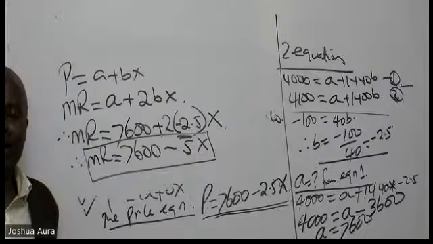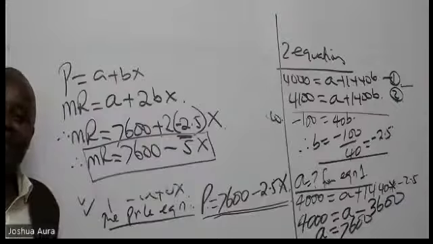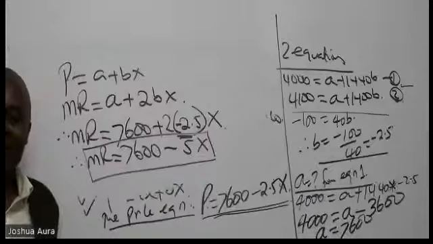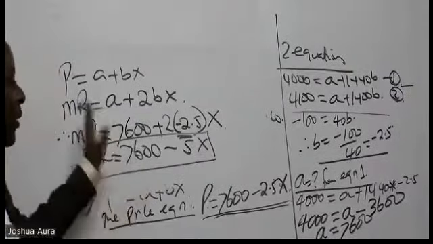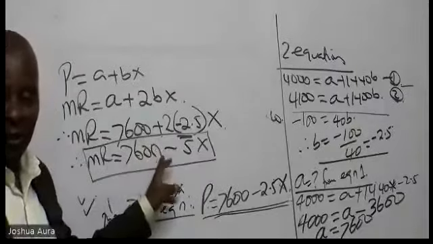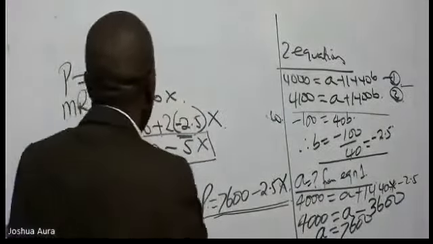Very important formula. You guys should even clap for me. I've given you a formula you guys have never known. Marginal revenue equals 7,600 minus 5X. We have to get X. We have only got the marginal revenue function. This is a very important function, especially if you hate differentiation.